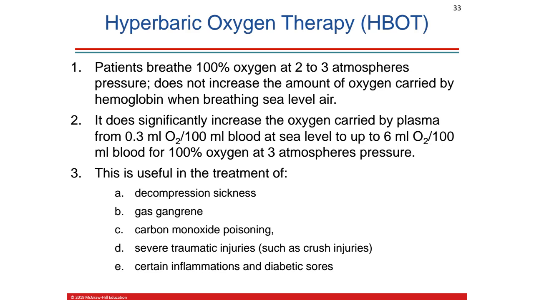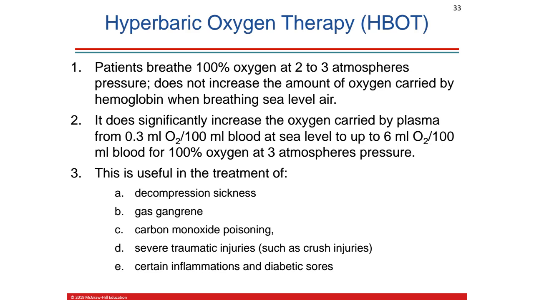Carbon monoxide poisoning is a situation in which carbon monoxide binds with the hemoglobin at the same site where oxygen would normally bind, and it actually binds with a higher affinity than oxygen does. So in order to get that carbon monoxide to come off of the hemoglobin, which is quite difficult, you need to replace it with oxygen. And so this is where the hyperbaric oxygen chamber would come into play.